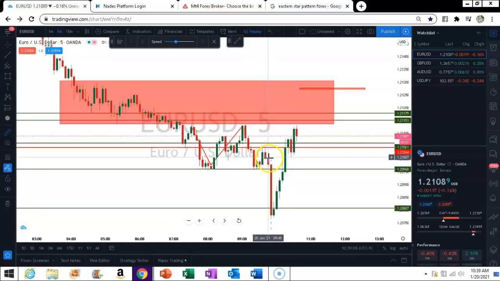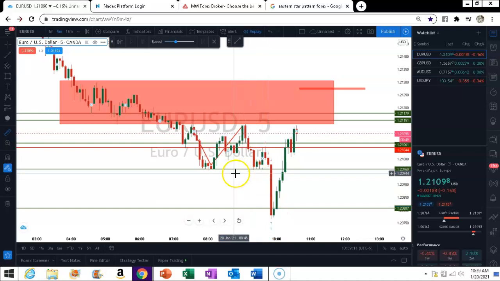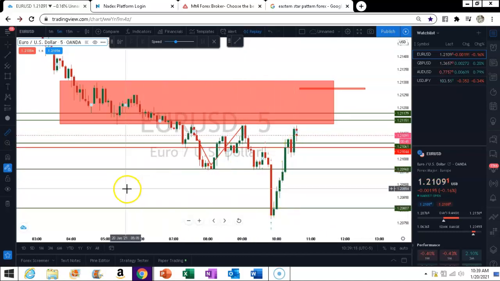So from here, that's 18 pips, and the day is still going. Happy trading. 18 plus 18, 36 pips.